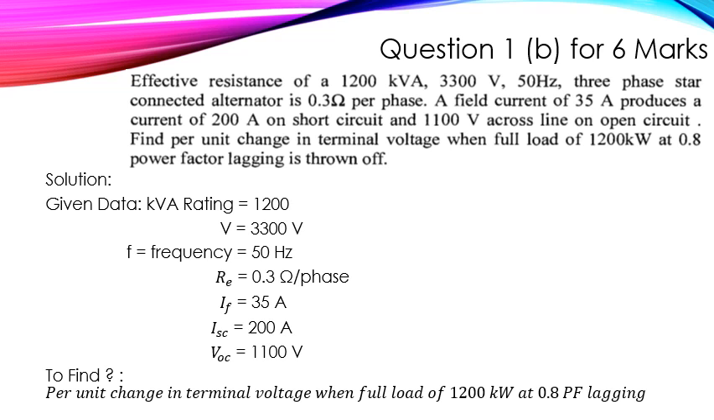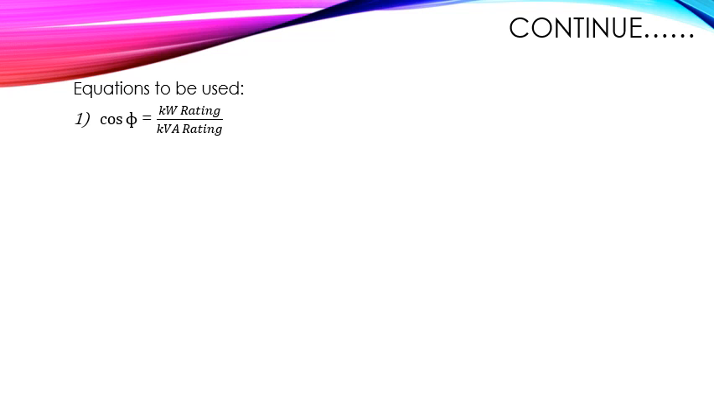Now what do we have to find here? We have to find the per unit change in terminal voltage when full load of 1200 kilowatt at 0.8 power factor lagging is thrown off. Per unit change in terminal voltage means what? The voltage regulation means the change in terminal voltage from no load to full load. So first we'll see the equations to be used.